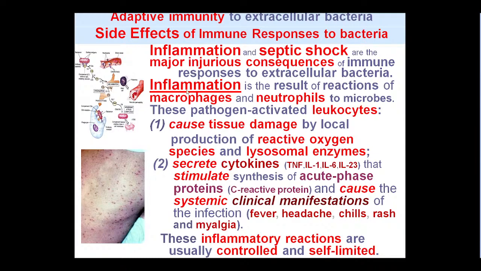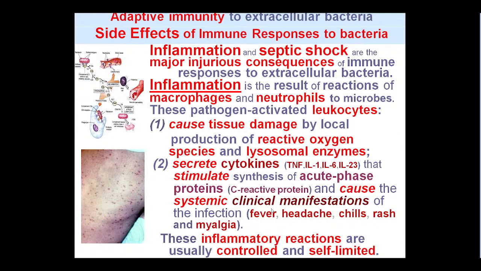Inflammation is the result of the reaction of the macrophages and neutrophils. These tissue-associated leukocytes may cause tissue damage by local production of reactive oxygen species, nitric oxide or hypochlorous radicals, for example, and by the secretion of pro-inflammatory cytokines that stimulate synthesis of acute phase proteins that also participate in the development of the symptoms of the disease, such as the fever, headache, chills, rash, and myalgia.